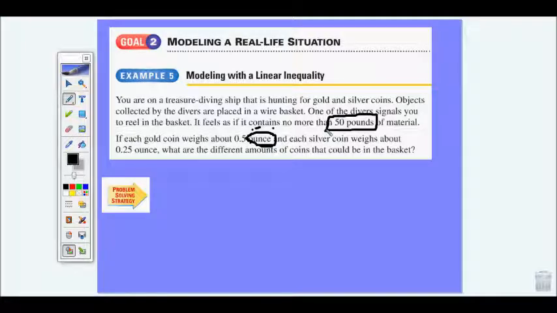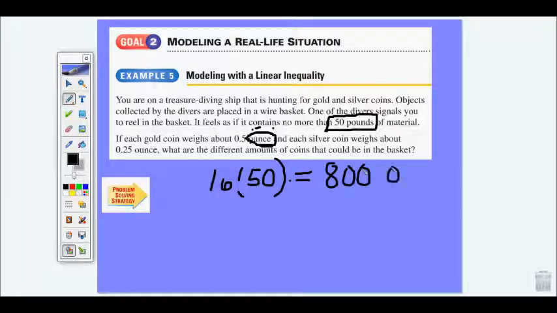So the first thing that I'm going to do is change my pounds to ounces. There are 16 ounces in each pound, so I'm going to do 16 times 50 to put that into ounces. Just a conversion there real quick, and that would be 800 ounces. So I think in the basket, it feels like there's no more than 800 ounces.